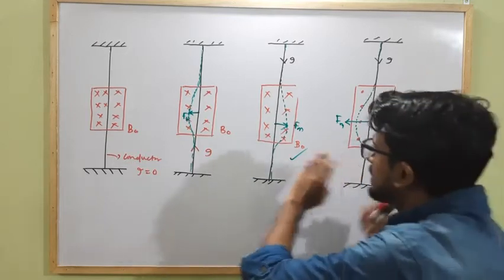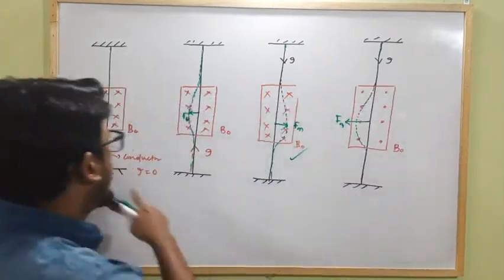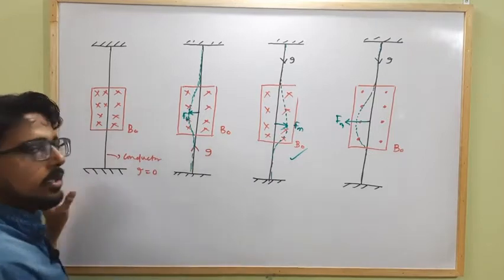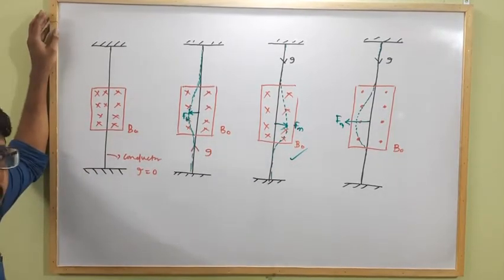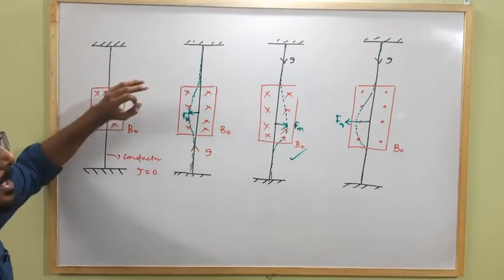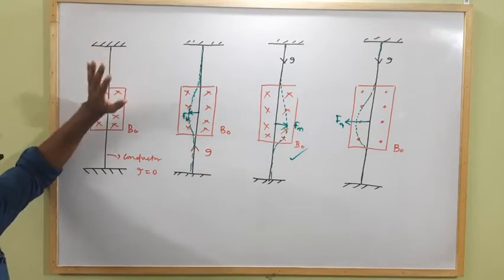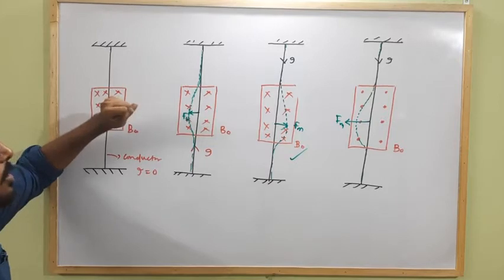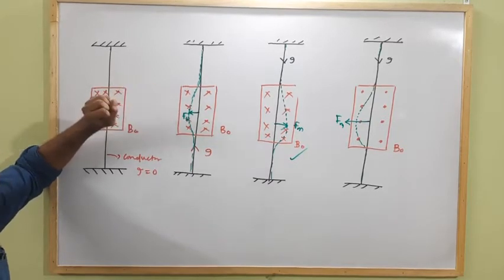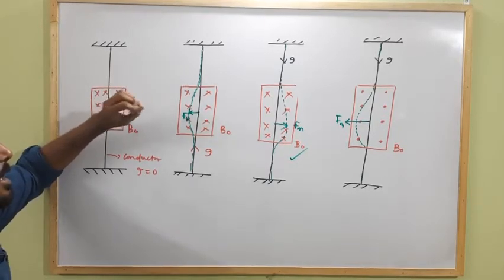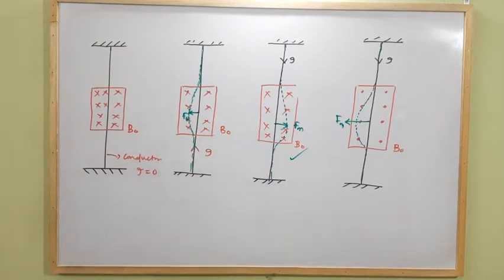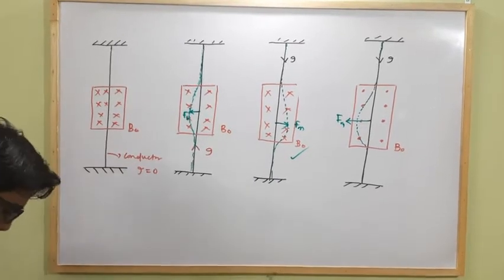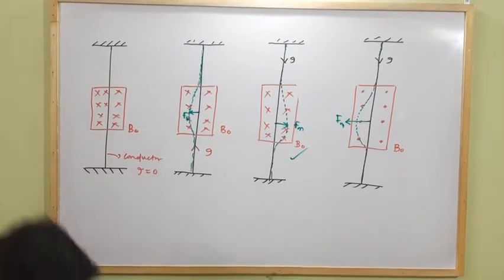Clear? So from these experiments, or these 4 cases, we conclude that when a current carrying conductor is placed in an external magnetic field, it will experience a sideways force. Clear? Why does the conductor experience a force when it is placed in an external magnetic field? So why does the current carrying conductor experience a force?